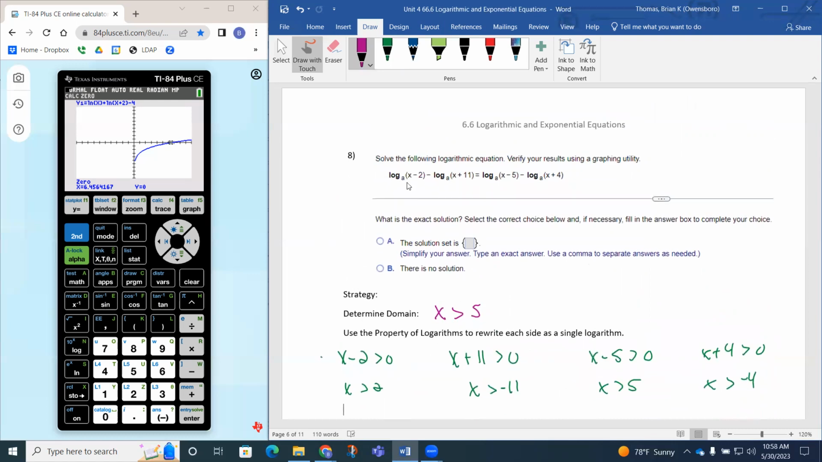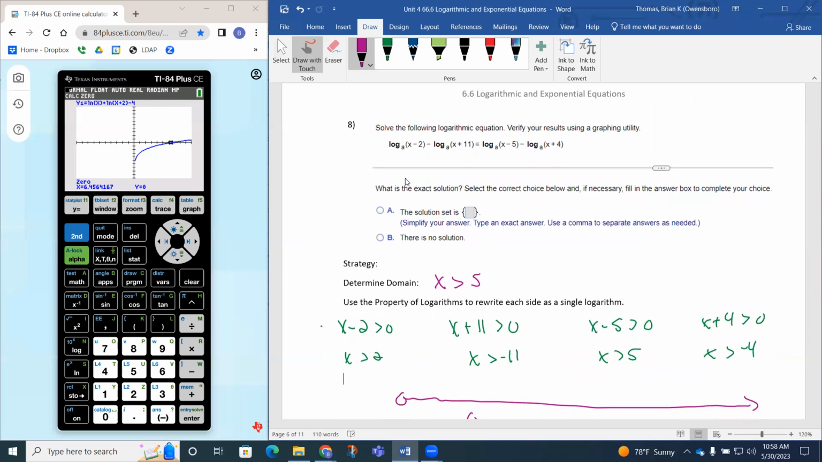So notice that they don't really give us an actual base in this problem. So that's going to be interesting as we move forward. They just gave us a variable for a base. So we'll approach that here in a little bit.